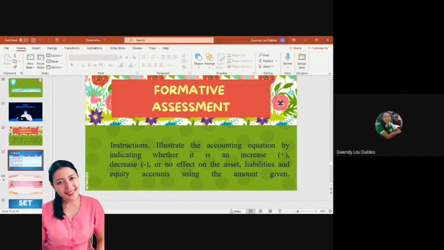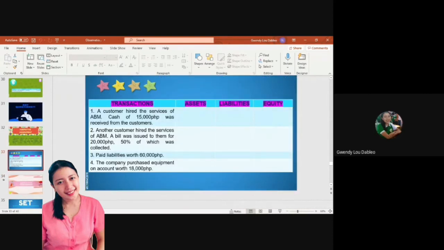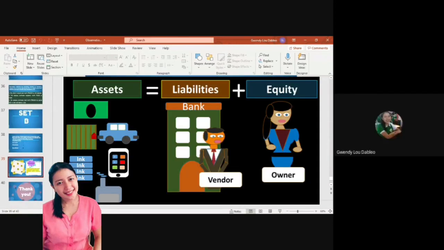Here are the following transactions that you need to analyze using accounting equation. Okay, I will be giving you 10 minutes to answer. Okay, very good. Everyone got perfect. What are the values you have learned out from our topic this morning? How can you apply accounting equation to your daily transactions as a consumer?